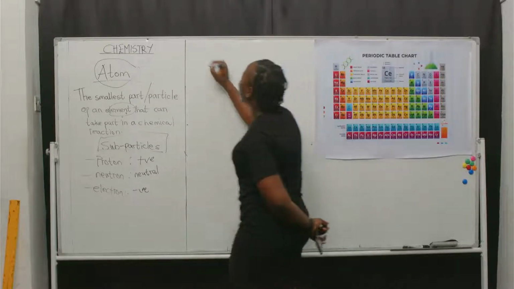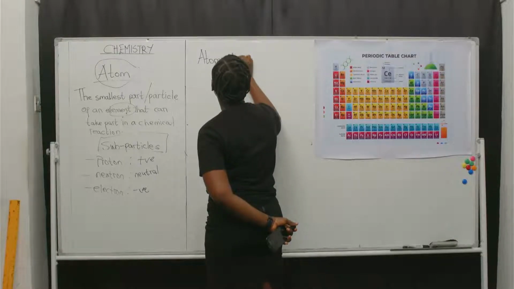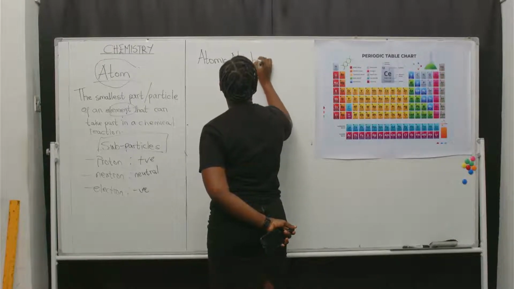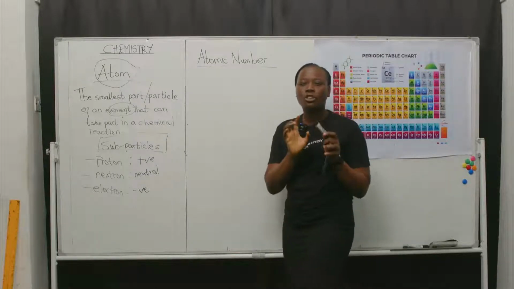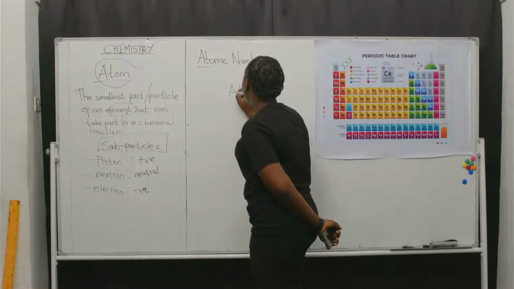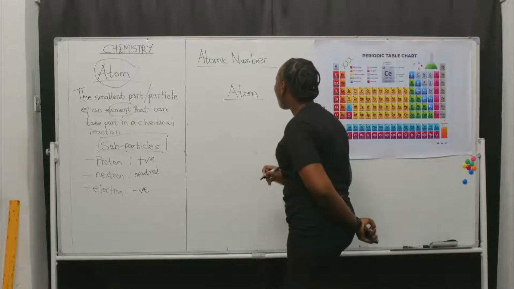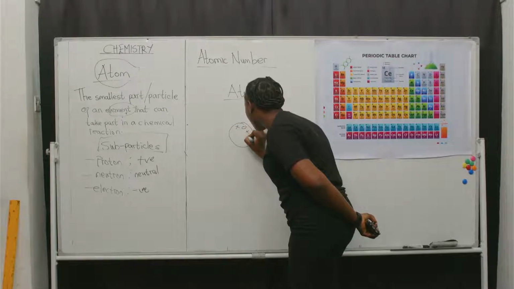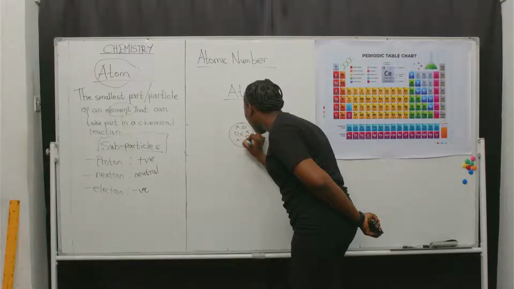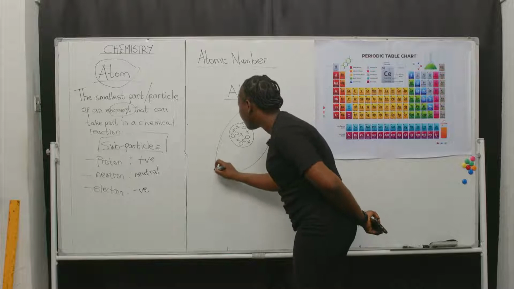Let's consider what we call atomic number. But before then, let's just take a look at the structure of atom. Don't forget that atom is the smallest particle of an element. And so, the structure of an atom, we have this. Then we have this. Let me redraw that.